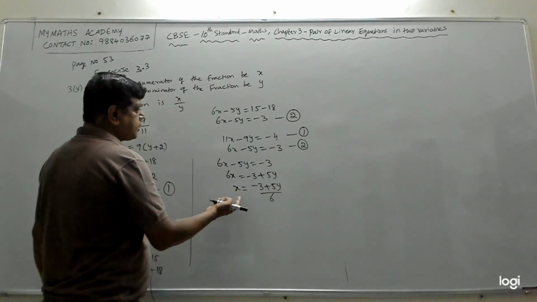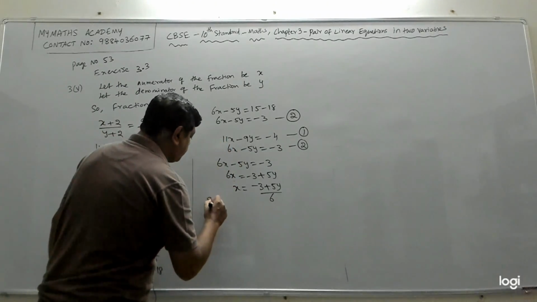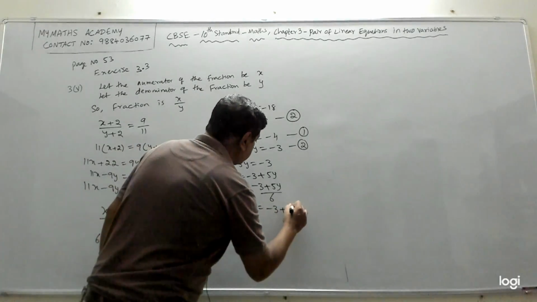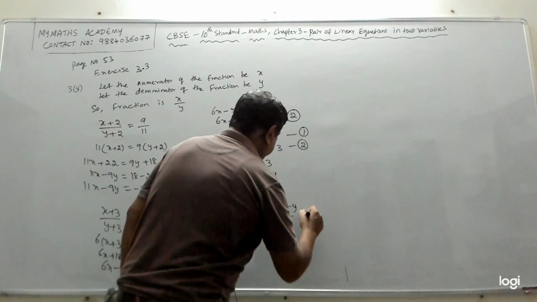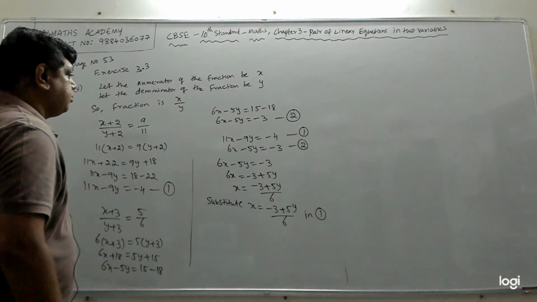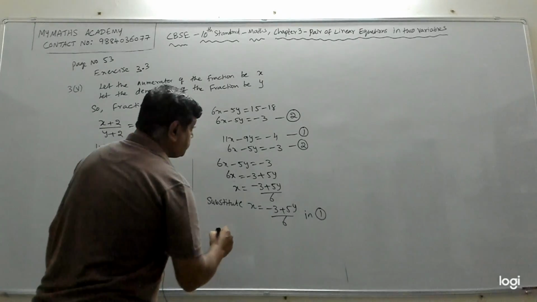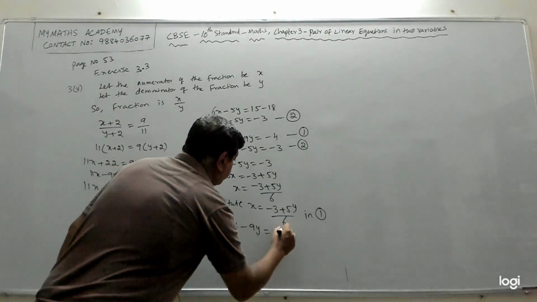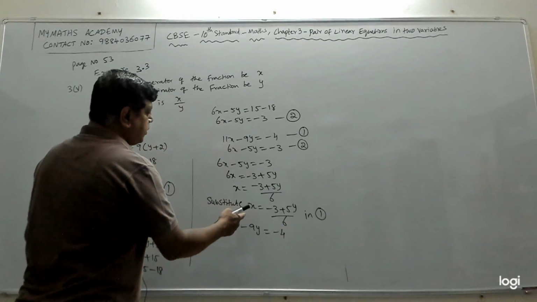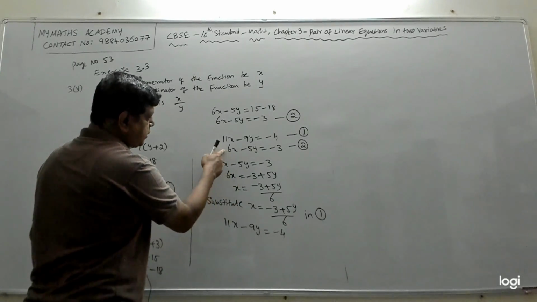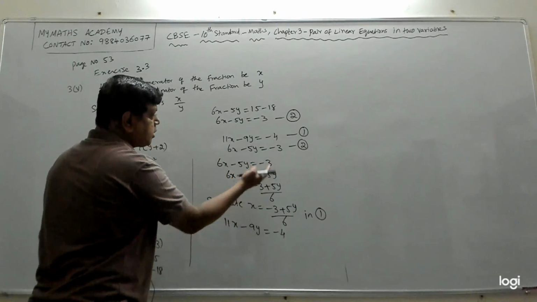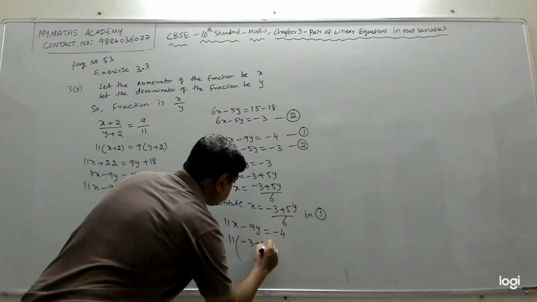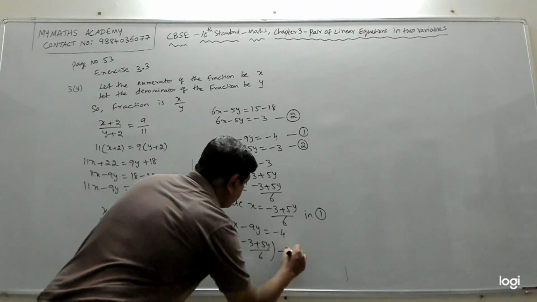Now we will substitute this x in the first equation. Substitute x is equal to minus 3 plus 5y by 6 in the first equation. So what do we get? 11x minus 9y equal to minus 4. That is the first equation. We are going to substitute that in the first equation because we got this x from the second equation. So 11 into x is what? X is minus 3 plus 5y by 6, minus 9y equal to minus 4.